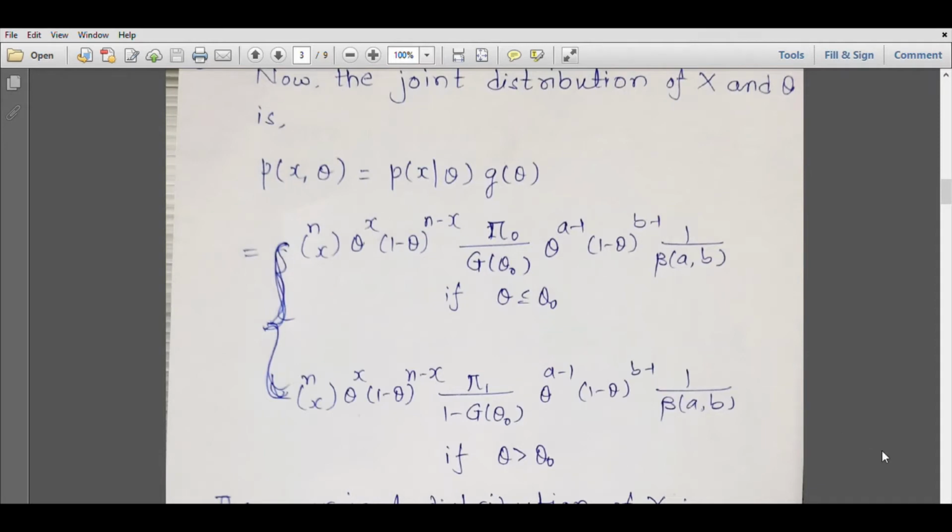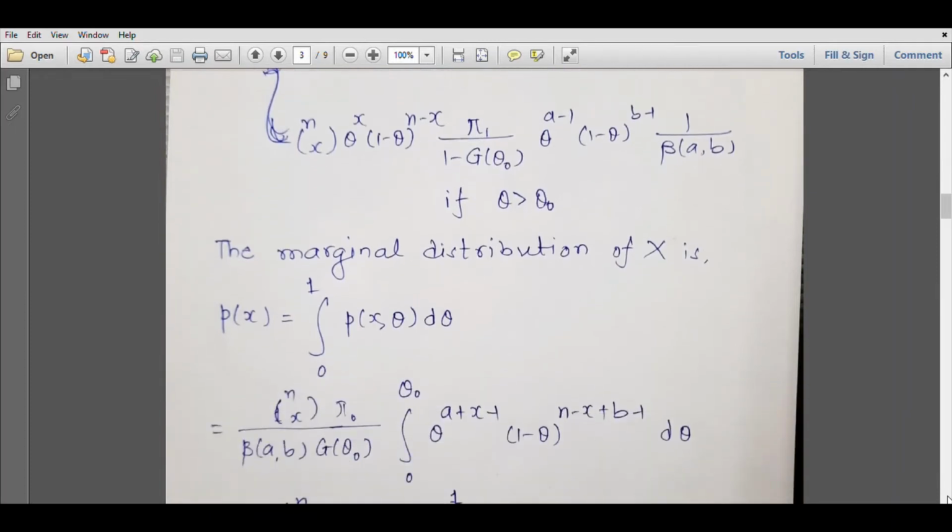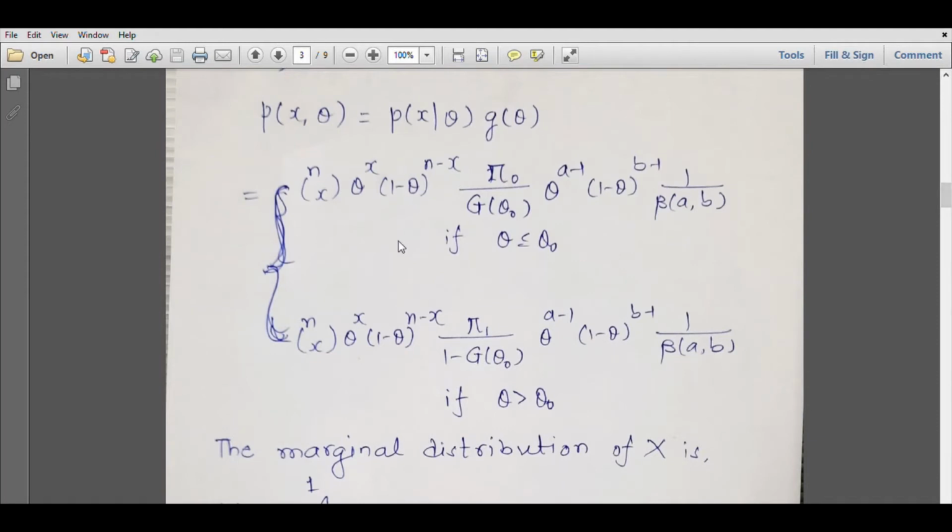Okay, so now let us try to find the marginal distribution of x. To find the marginal distribution of x, we will have to integrate the joint with respect to θ over the range 0 to 1. This range again we will split at θ0. So it will be n choose x π0. Here we are integrating this part with respect to θ over the range 0 to θ0. So n choose x is a constant, g(θ0) is a constant, beta(a,b) is a constant, so all those will come outside the integration.